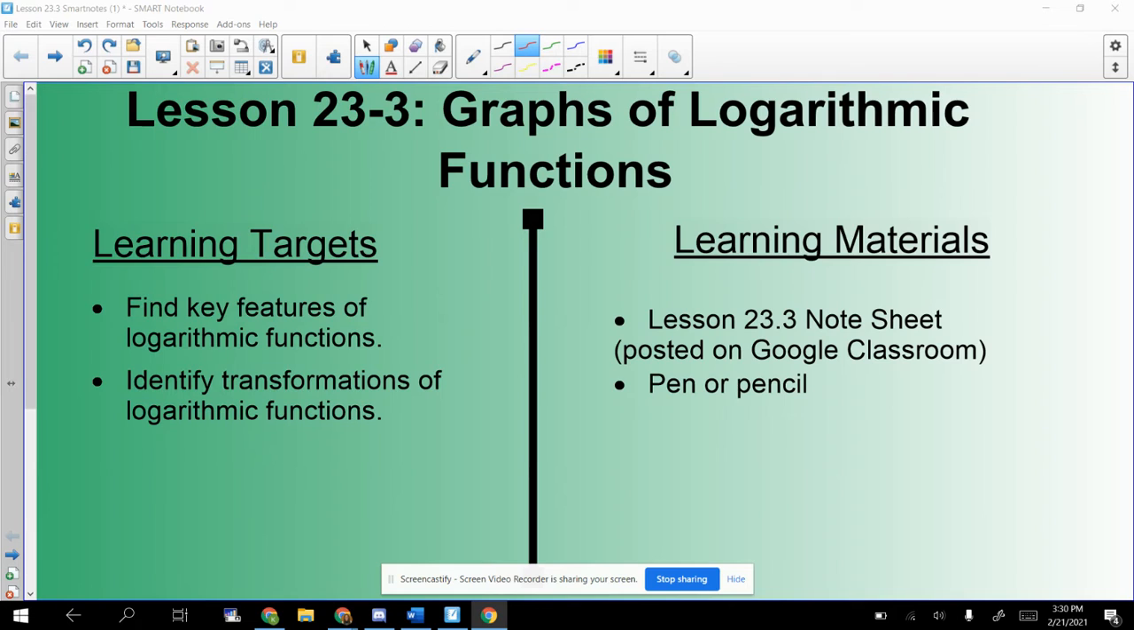Today we're going to need the lesson 23.3 note sheet, which is posted in Google Classroom, and you'll want your pen or your pencil. We are going to be finding key features of logarithmic functions, and then we are also going to identify transformations of logarithmic functions.